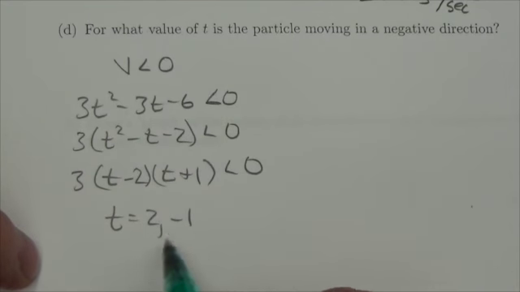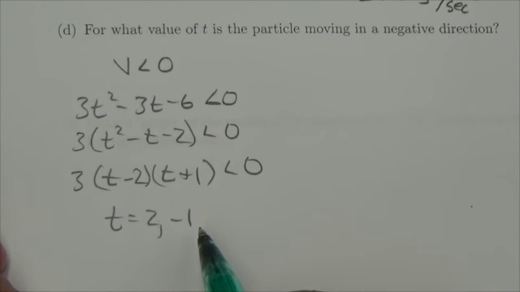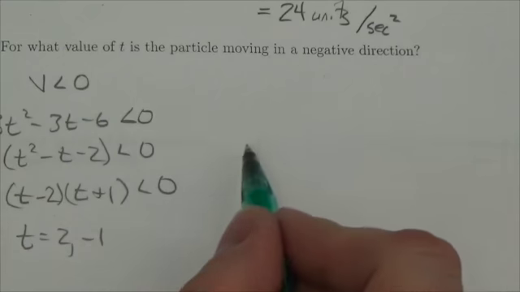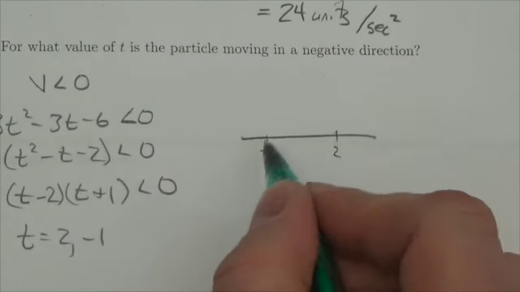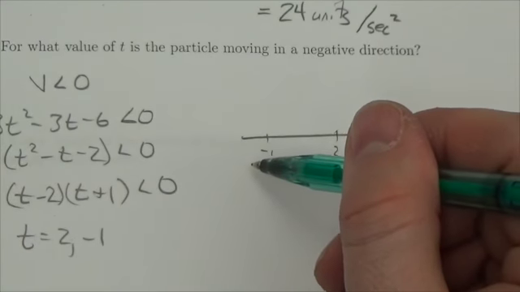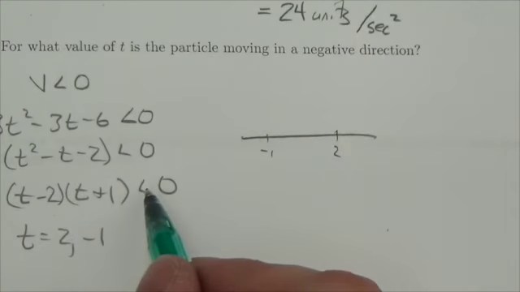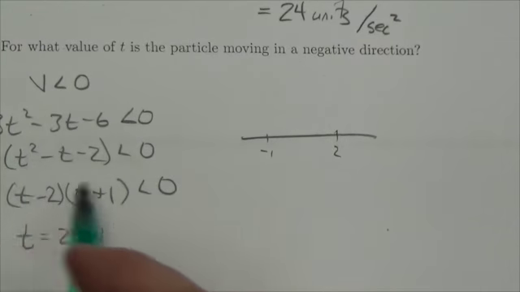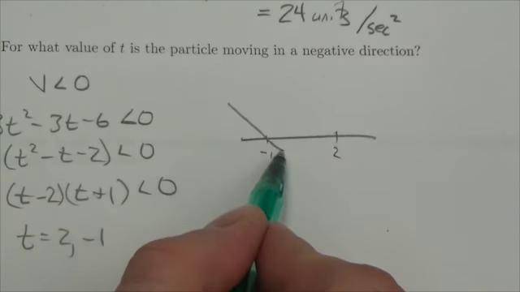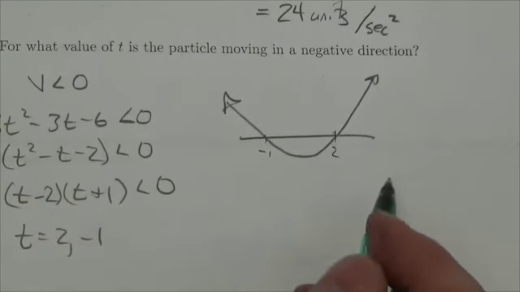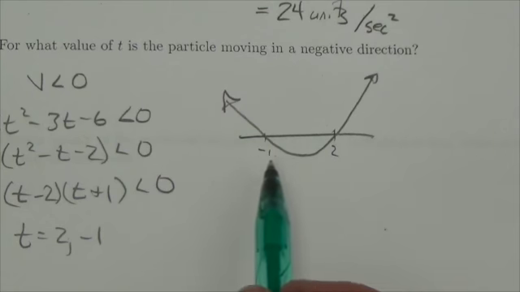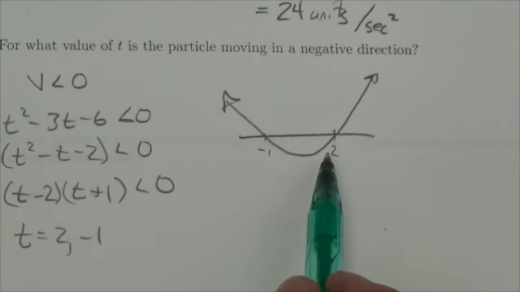Now that negative 1, a little bit of a mistake there, because the truth is we're not going to use negative time. If we were to take a look at our number line here, here's positive 2, here's negative 1. This is a parabola that opens up, so the parabola is going to look something like this. Now, where is that parabola less than 0? Well, it's negative between negative 1 and 2.